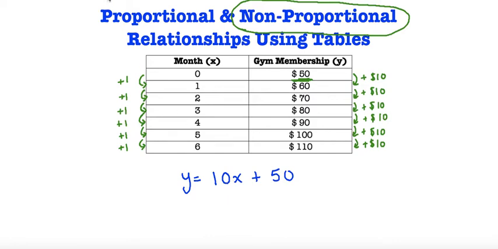So even though we don't have a proportional relationship here, we still have our rate of change, which is also known as our slope. And here 50 represents our initial value, which is also called our y-intercept, which we'll learn more about later on.